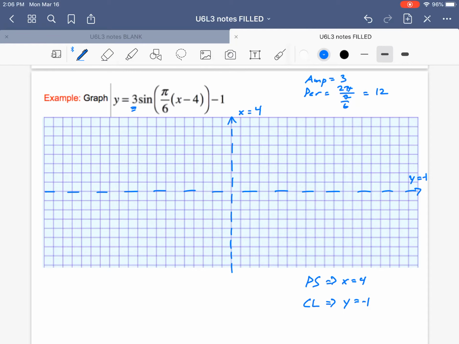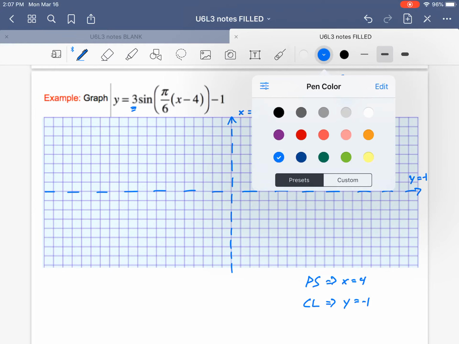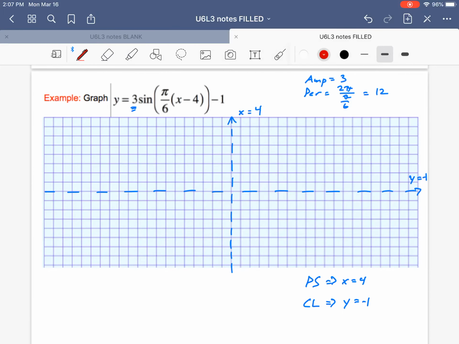What next? Well, the period's 12. So what that tells me is if I go 12 to the right, I'll get 1 cycle. If I go 12 to the left, I'll get 1 cycle. So the way I'm going to do that is I'm going to let's do 4 again. 1, 2, 3, 4. And let's do a different color so it's a little bit clearer. 1, 2, 3, 4.